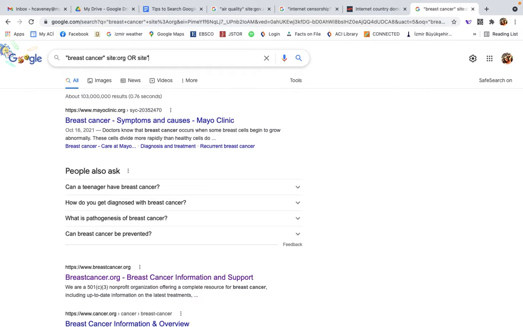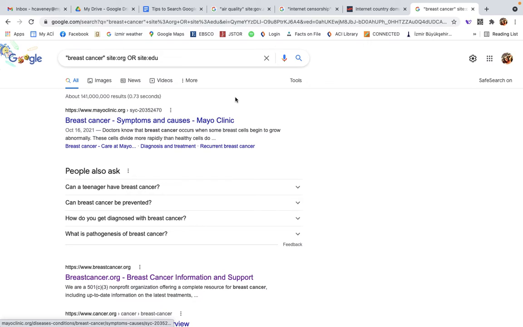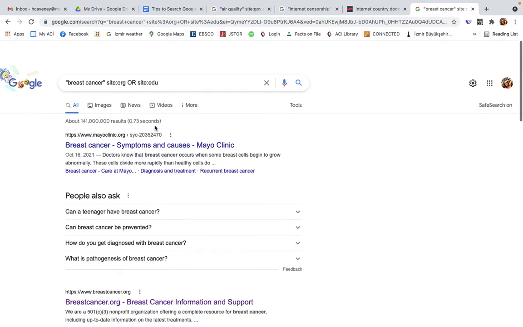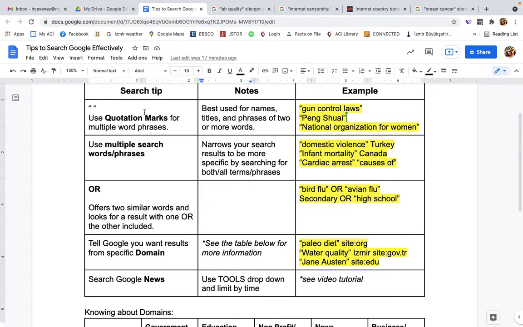I'm going to do actually OR edu, and I'm going to have more. So I have more results here. All right. So this is breast cancer with either sites that end in .org or sites that end in .edu. All right. So I've taken you through quotation marks, multiple phrases, using OR when necessary, and then telling Google which domain you do want your results from. Here are some more examples that I have on the right.